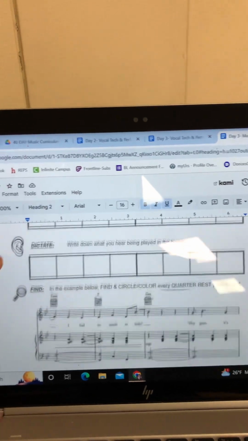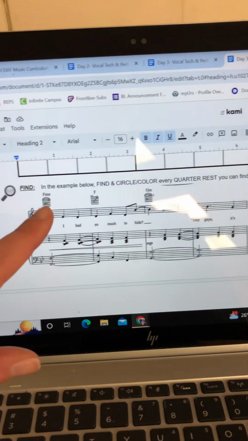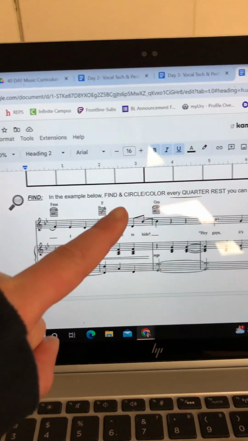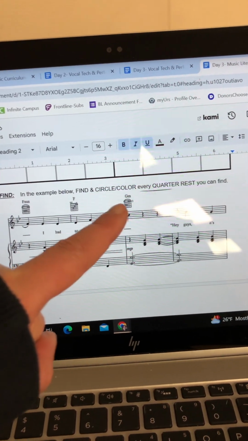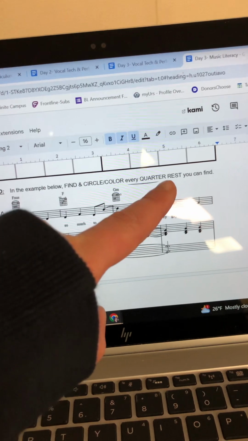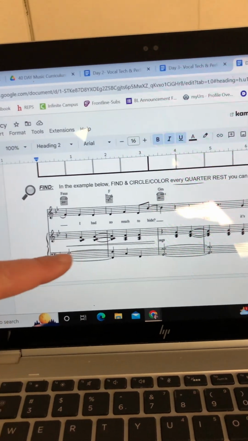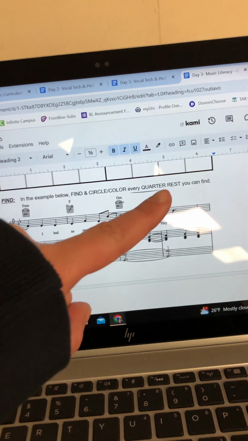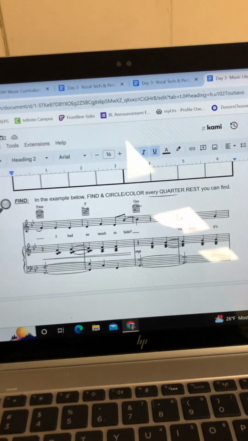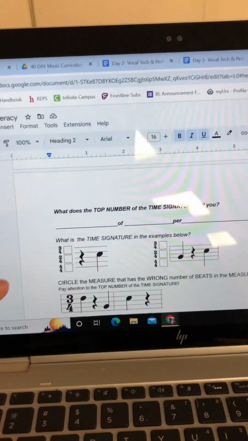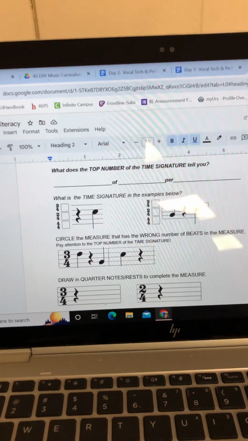Okay, the next little part, it's really important that you pay attention to this. I want you to find and circle or color every quarter rest. The rest, not the notes, the rest. So tell me how many of those you see, the quarter rest, okay? Do that on your own. This is the part that kind of goes along with what I taught you in the beginning.